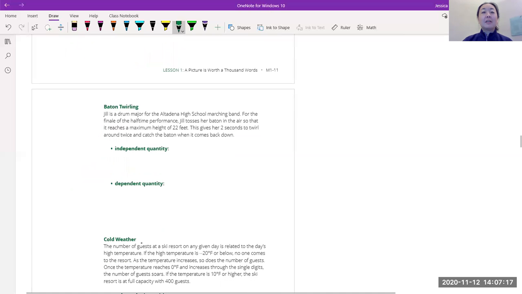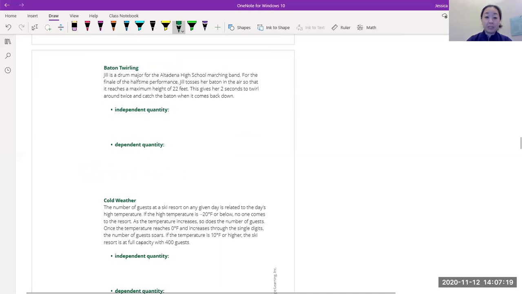Good job. All right, so let's talk about baton twirling. I am not good at this. Are you good at this? It would be cool to see this. So Jill is a drum major in a high school marching band. For the finale of the halftime performance, Jill tosses up her baton in the air so that it reaches a maximum height of 22 feet, and this gives her 2 seconds to twirl around twice and catch the baton when it comes back down.